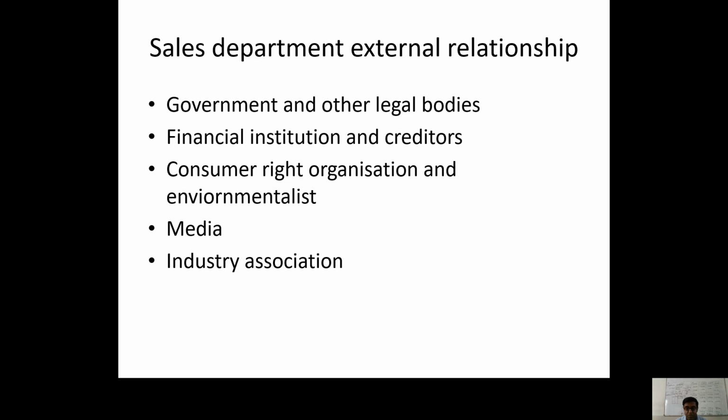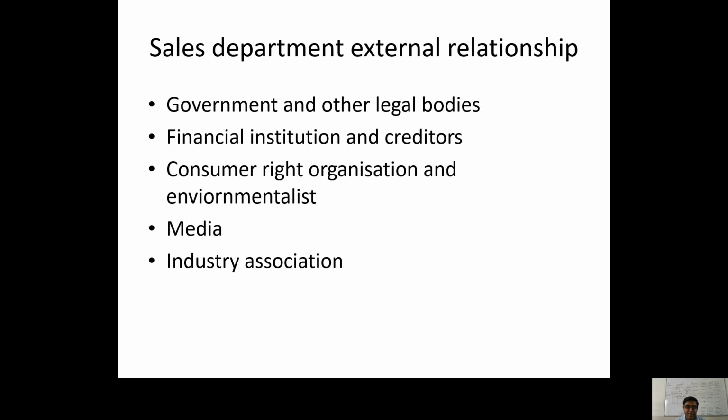So it is the first and prime responsibility of the sales department to ensure that it has a smooth relationship with external bodies, especially the legal bodies of the government. Let's take it this way. If you are in pharmaceuticals or running a legal organization, your products will only be in the market if they go through a proper legalized channel. You cannot run your shop or sell your products without proper government approval.